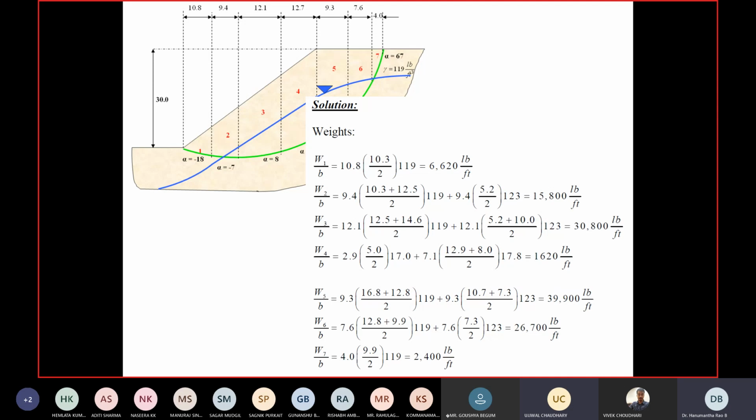Hello. So what's 5.2 in the calculation of W2 by B? Which dimension is it exactly? See, for example, if you look at W1, this entire slice, groundwater table.